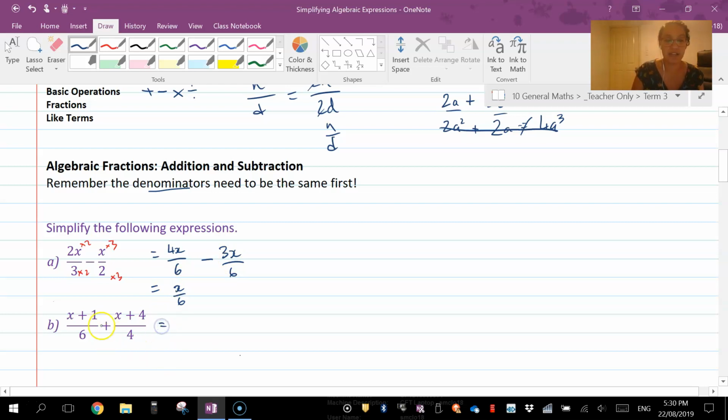Next one, again, same thing. Even though there are 2 terms in the numerator, we still treat that exactly the same as the previous one. These 2 denominators need to be the same. If you wanted to, yes, you could just multiply this side by 4, top and bottom, and this side by 6, top and bottom. All good, happy days. I'm not going to begrudge you doing that. However, I would encourage you to find the lowest common multiple. And for these 2 numbers, it's 12.